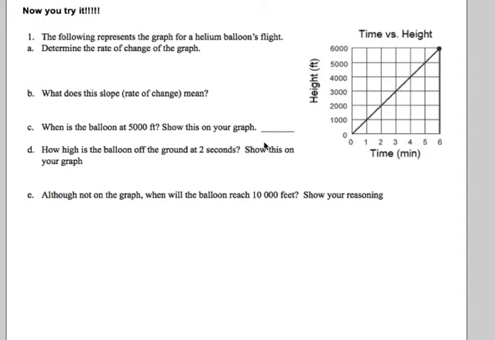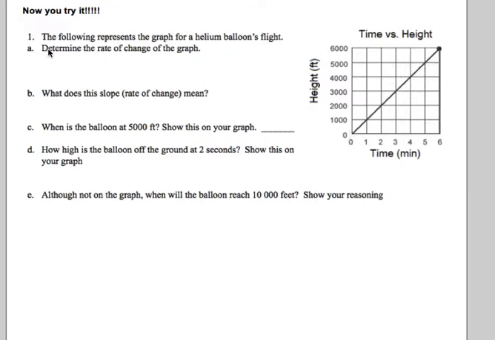Hi again, everyone. So this first video is going to go over page 5 in our notes, and we're going to go through this helium balloon one and the babysitting one down below. For this first one, the following represents the graph for a helium balloon's flight. You can see that the x-axis here is the time in minutes, and the y-axis is the height in feet. Just by looking at it, after 1 minute, the balloon is 1,000 feet in the air, 2 minutes, 2,000, 3 minutes, 3,000 feet in the air, and it keeps on that pattern.